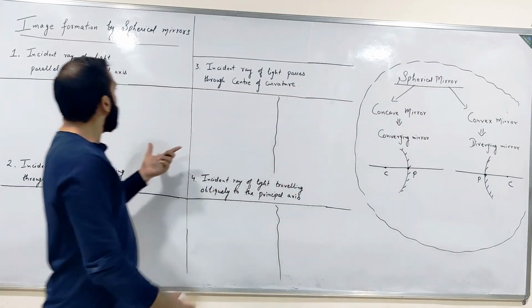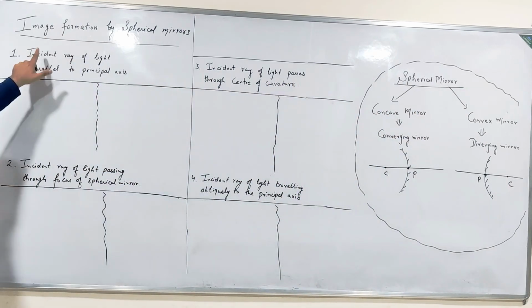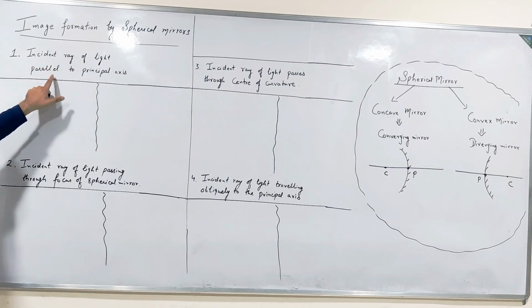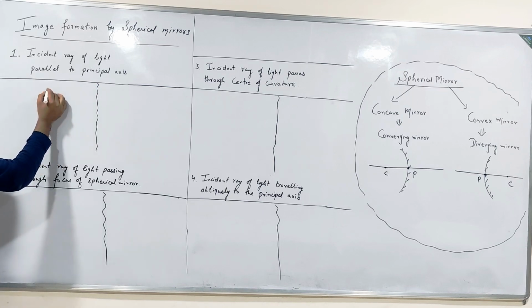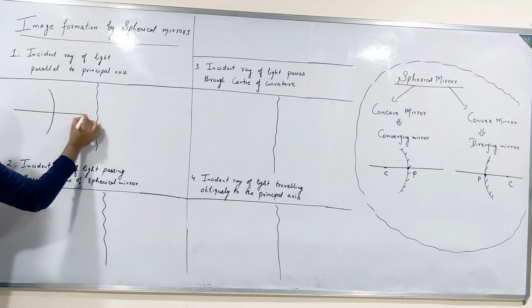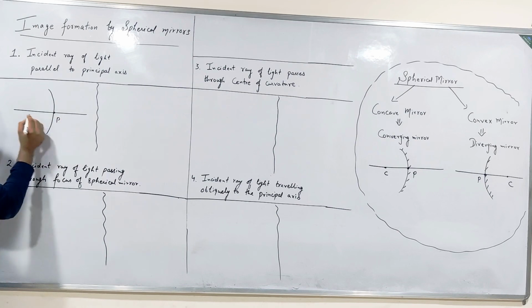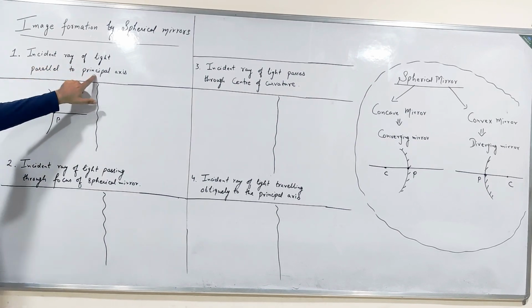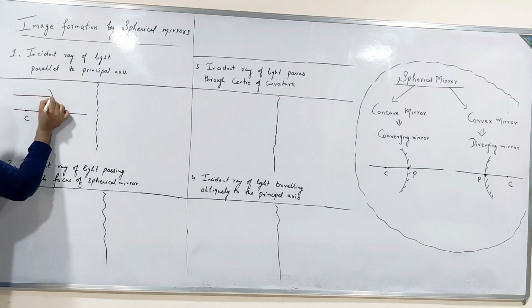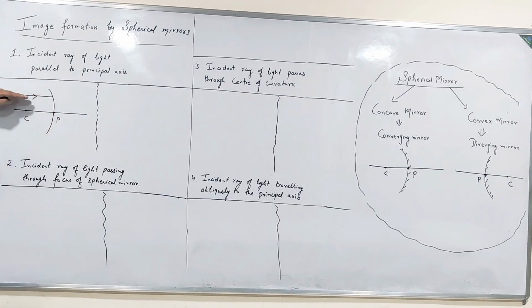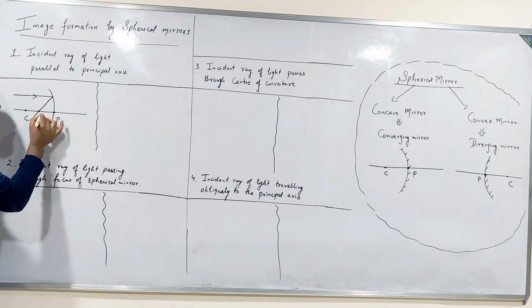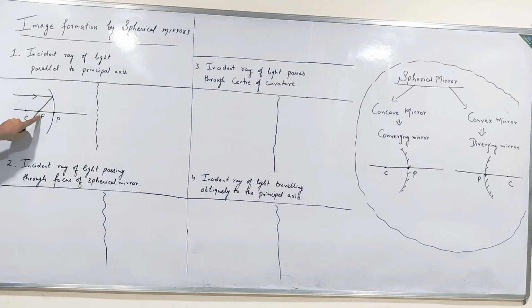Okay. Now we come to image formation by a spherical mirror. First is an incident ray of light parallel to the principal axis. First take your concave mirror. This is the principal axis, this is the pole, this is the center of curvature. If the incident ray is parallel to the principal axis, it always passes through the focus, that is the principal focus of a spherical mirror.